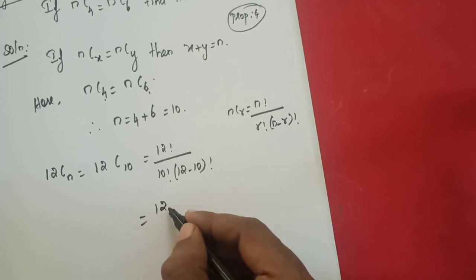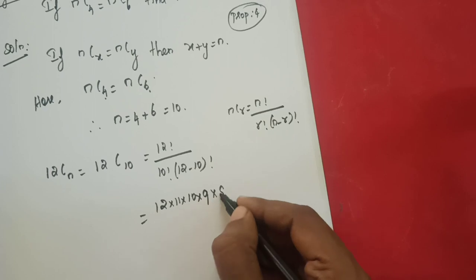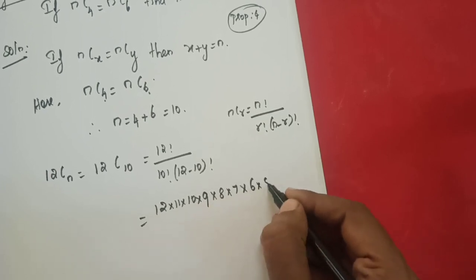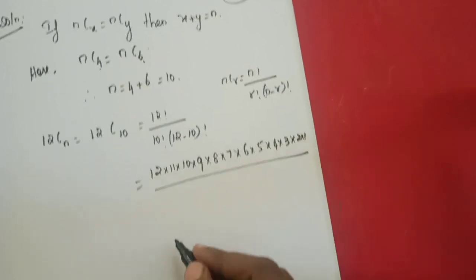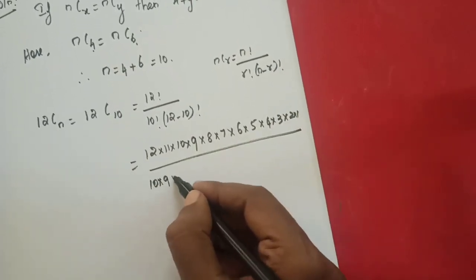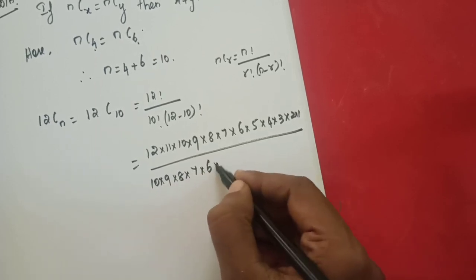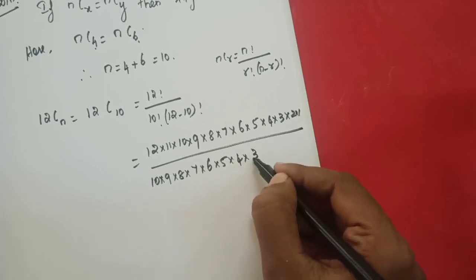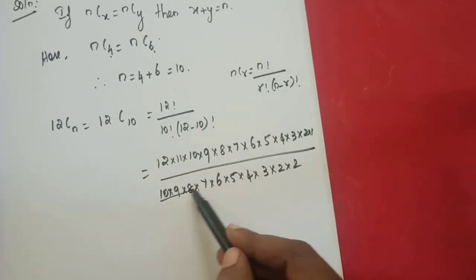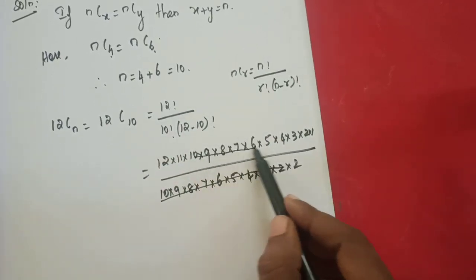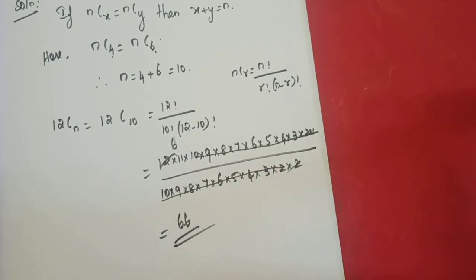That's equal to 12 factorial, which means 12 into 11 into 10 into 9 into 8 into 7 into 6 into 5 into 4 into 3 into 2 into 1. Correct? Then 10 factorial, you need to write everything: 10 into 9 into 8 into 7, 6, 5, 4, 3, 2, and 2 factorial you get. Better you can use the short way. So from here to here everything will get cancelled. Again this 2 will get cancelled. So what's the answer? 66 will be the answer.